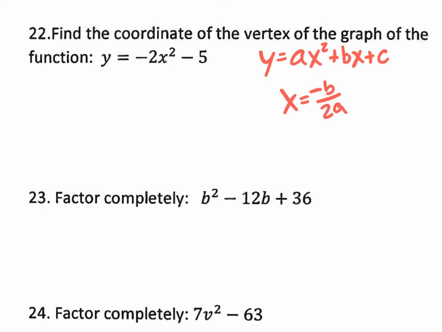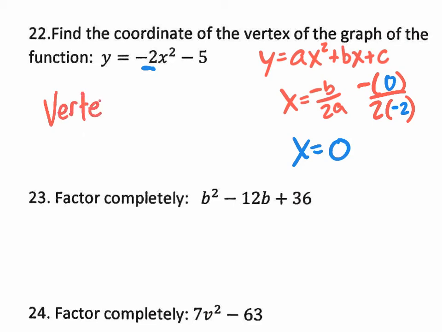So if there is no regular x, if there is no b, that means that b is 0. And when you plug it in with parentheses, we said a was negative 2, right? So the a value is negative 2. The b value, there is no b value, so that would be 0, which means that your x value of your vertex is 0, because 0, whether it's positive or negative, divided by any number is still 0. So finding the vertex, that's what we're doing here. So your x value is 0.